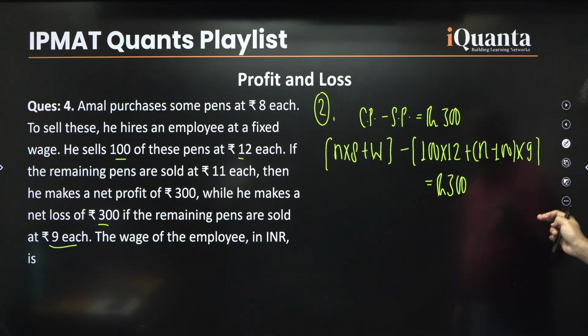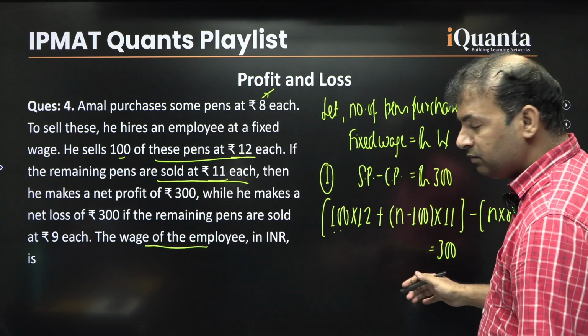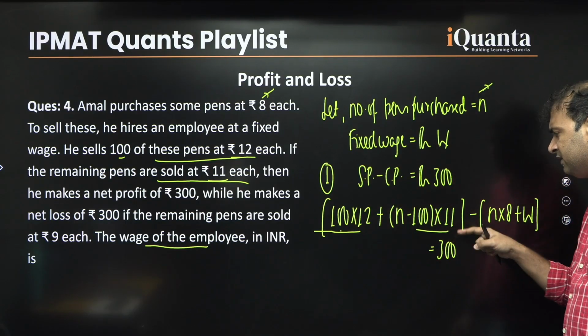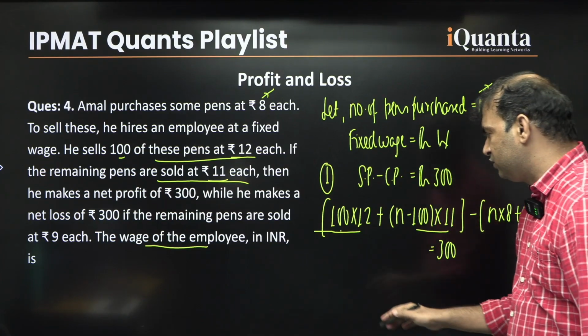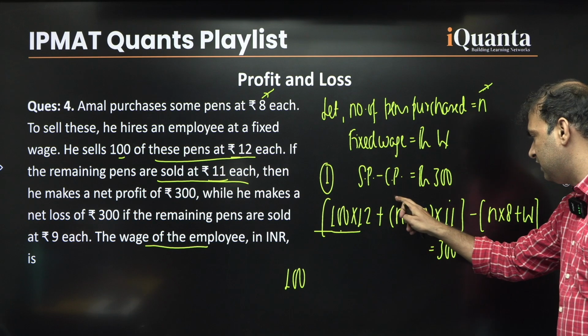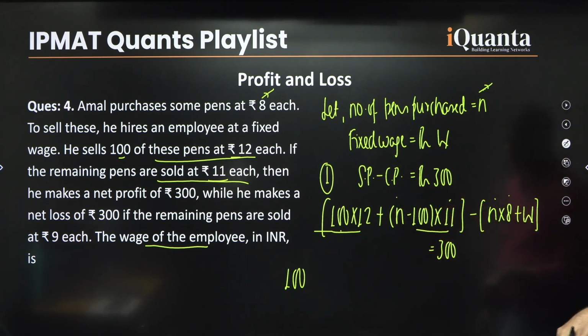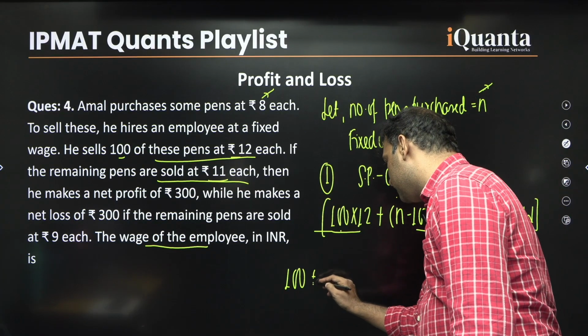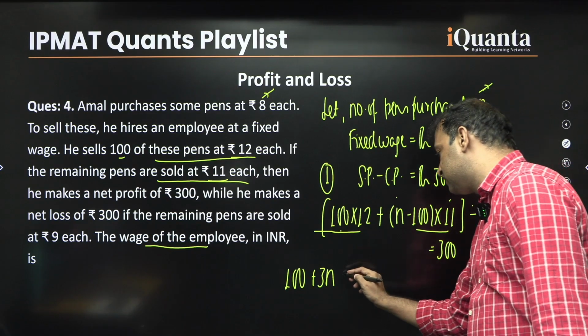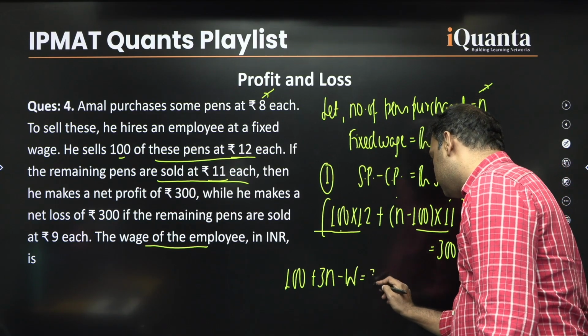Let's simplify both the equations and make them easy. See, 100 into 12, 1200. 100 into 11, 1100. 1200 minus 1100 gives us only 100. And this is 11n minus 8n, we can say is 3n. And 1 W with the minus sign, so minus W should be 300.